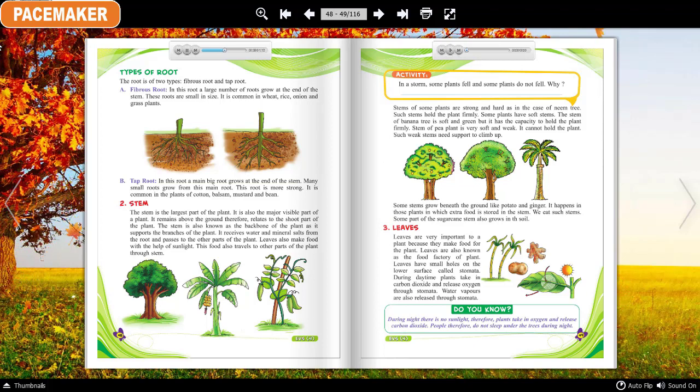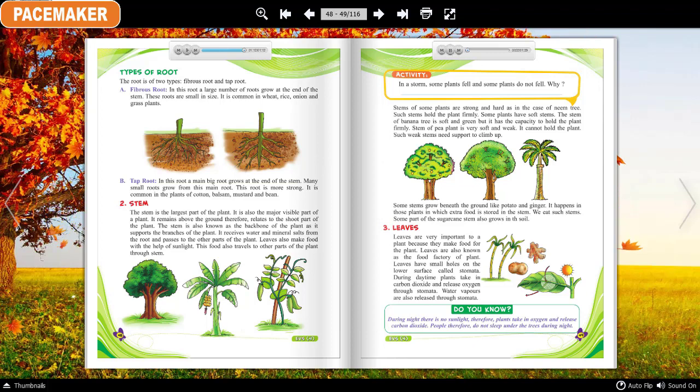2. Stem. The stem is the largest part of the plant. It is also the major visible part of a plant. It remains above the ground, therefore it relates to the shoot part of the plant. The stem is also known as the backbone of the plant, as it supports the branches of the plant. It receives water and mineral salts from the root and passes them to the other parts of the plant. Leaves also make food with the help of sunlight. This food also travels to other parts of the plant through the stem.